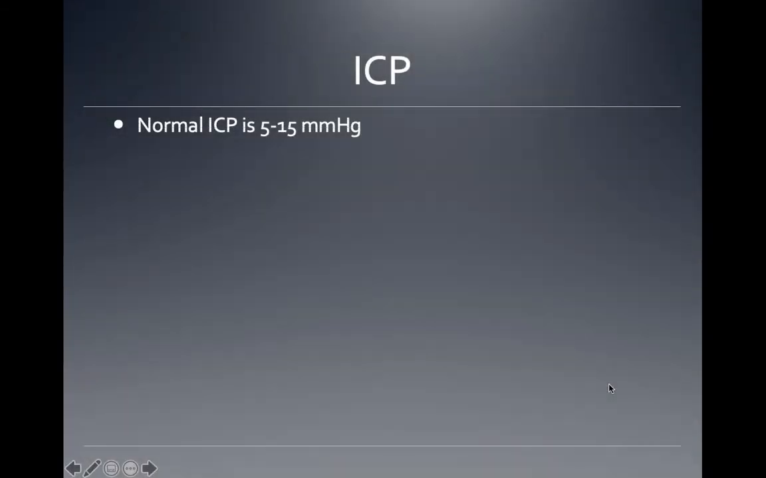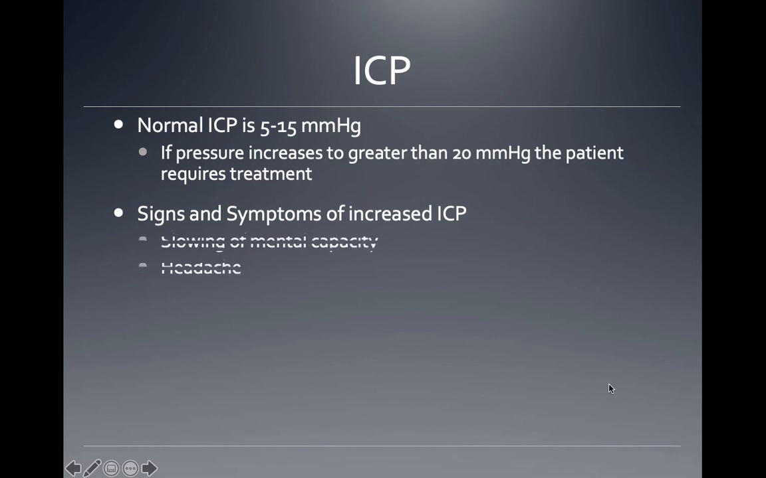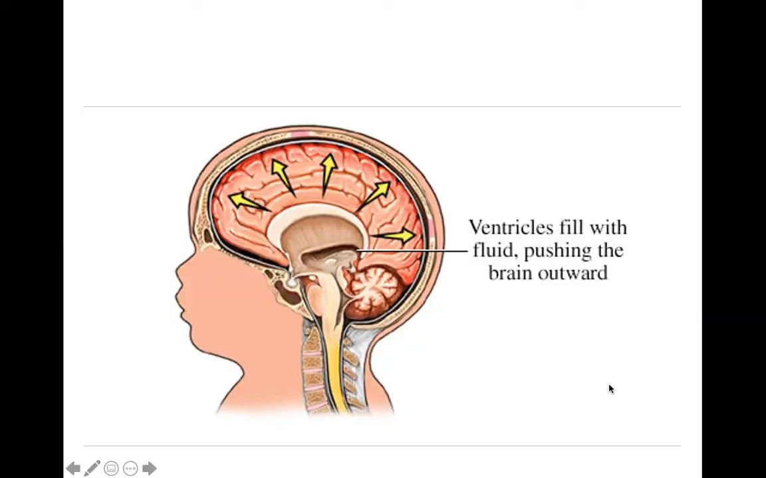So normal intracranial pressure is anywhere between 5 to 15 millimeters of mercury, but if the pressure increases above 20 millimeters of mercury, the patient's going to require treatment. Signs and symptoms of this increased pressure would be slowing of mental capacity, headaches, neck pain, vomiting, blurred vision, drowsiness, even limb spasticity and difficulty walking. And of course, all of this is occurring because it's pushing on the brain and creating inappropriate impulses between one area of the brain and another.